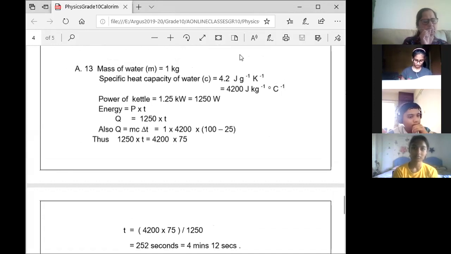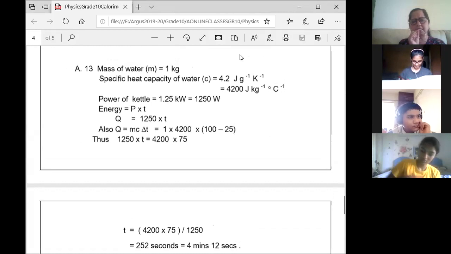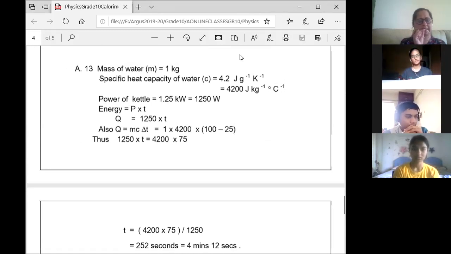1 kg of water is contained in a 1.25 kilowatt kettle. Okay, 1.25 kilowatt. The minute you see 1.25 kilowatt, it is power. Remember that it is power. So the power of the kettle is 1.25 kilowatt, that is 1250 watts. Now see here, there is a problem here. Good sum it is.